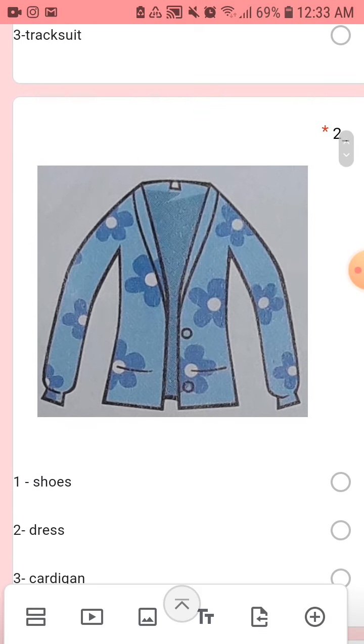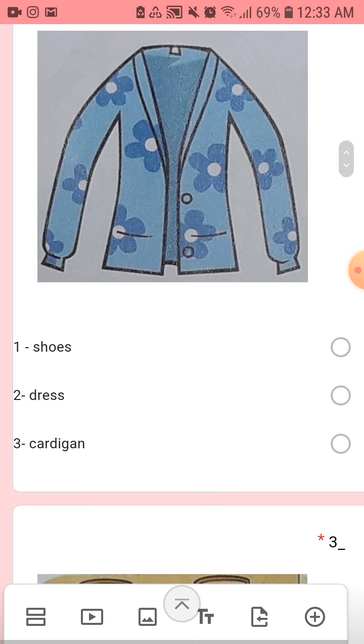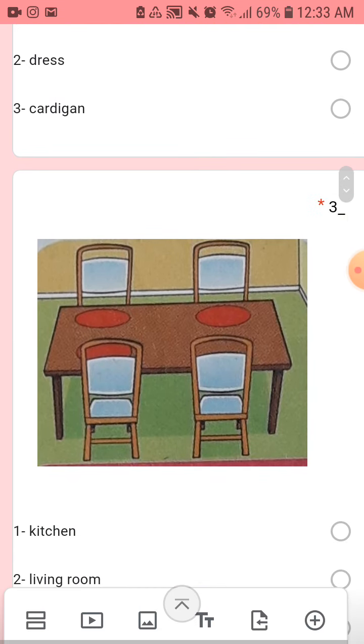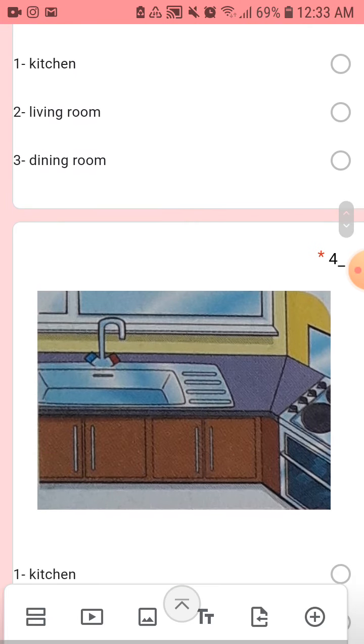Question 2. This picture belongs to: 1 shoes, 2 dress, 3 cardigan. Question 3. This picture belongs to: number 1 kitchen, number 2 living room, number 3 dining room.